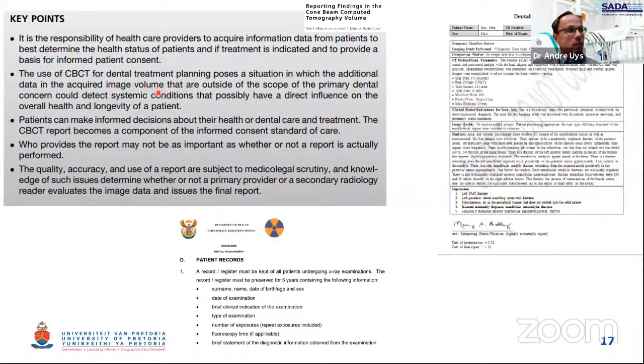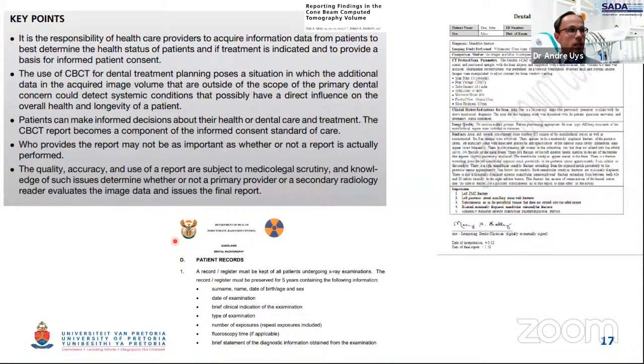He also says that who provides the report may not be as important as whether a report is actually performed. So if you do take CBCTs or any other radiograph for that matter, you've got to report on your findings. And another thing to remember is that the quality, the accuracy, and the use of a report are subject to medical legal scrutiny.